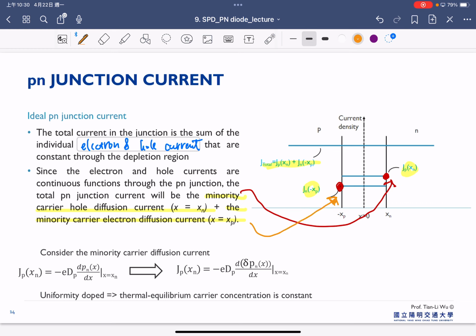So that's the point. It's a little bit tricky, but that's actually our goal. Try to have the current equation, because in the end we can use this plus this to equal the total current here. So if you consider the minority carrier diffusion current at this point, it can be rewritten as here, because now we only have to consider the excess carrier at this place. And since we are considering uniform doping, the thermal equilibrium concentration is a constant, so we only have to consider the excess carrier here.